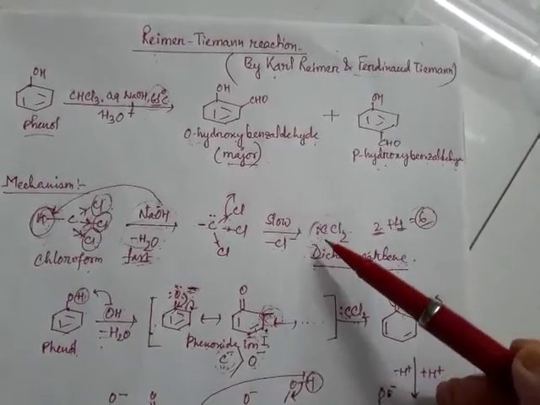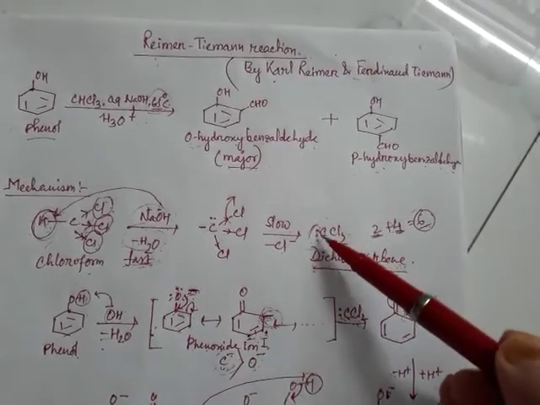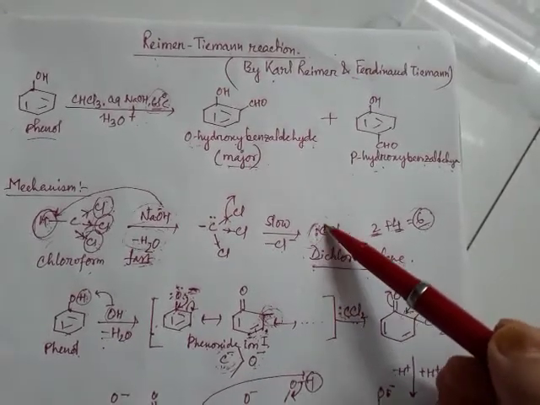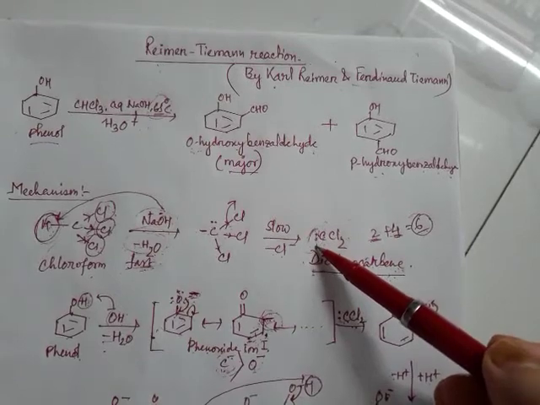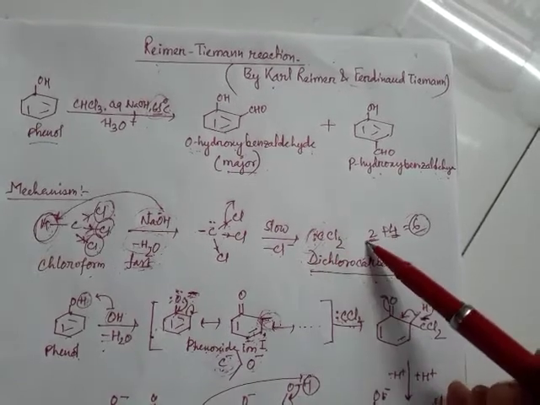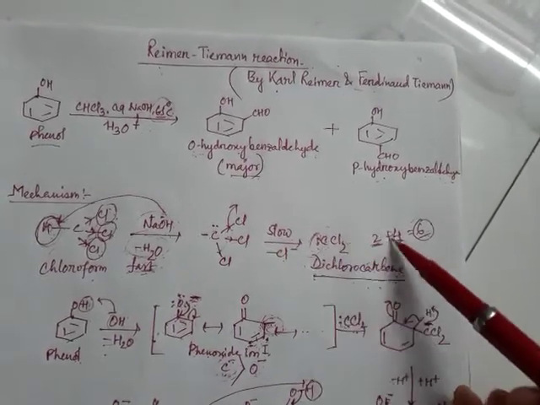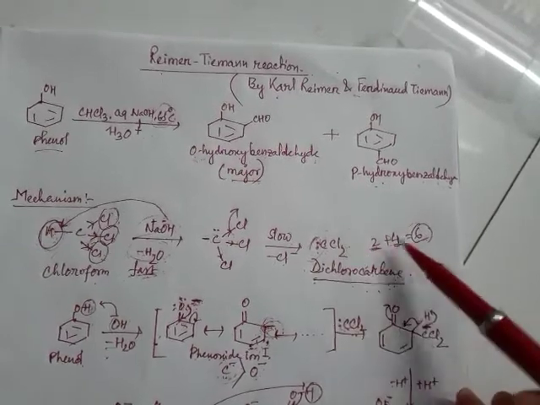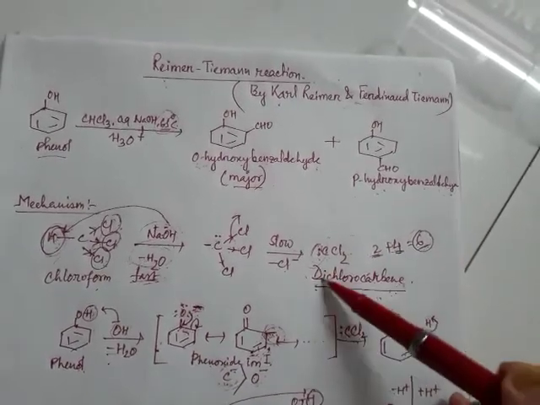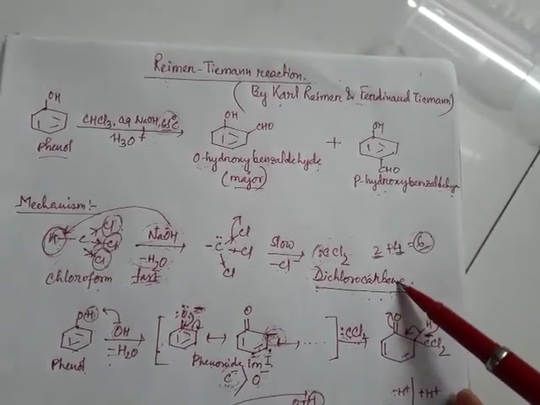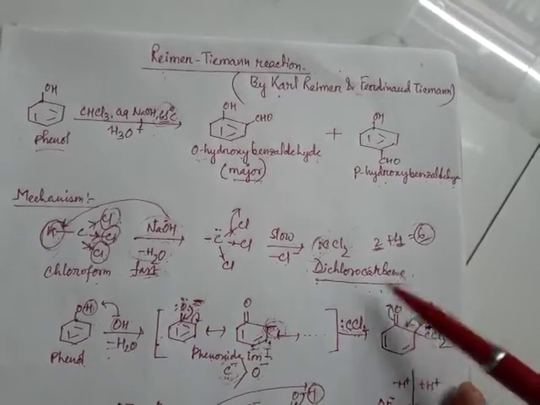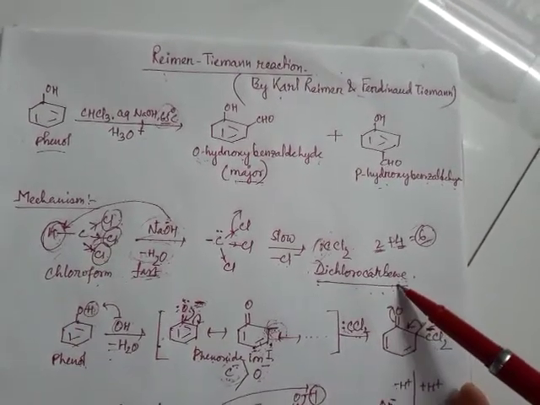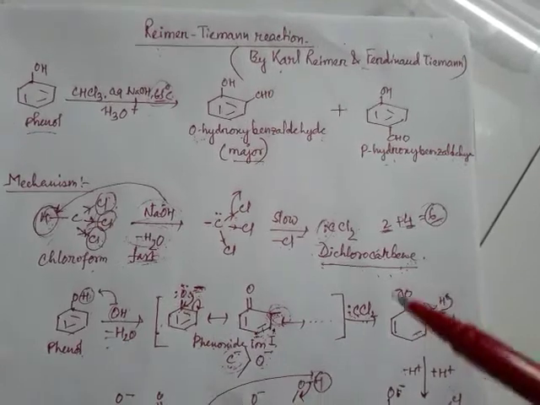So now let's talk about its electron count. One lone pair of electrons is present in this dichlorocarbene, so 2 electrons, and 4 electrons for 2 bond pairs, that means a total of 6 electrons are there in dichlorocarbene. That means the octet is not filled up, so this is electrophilic in nature, that means it is electron deficient.